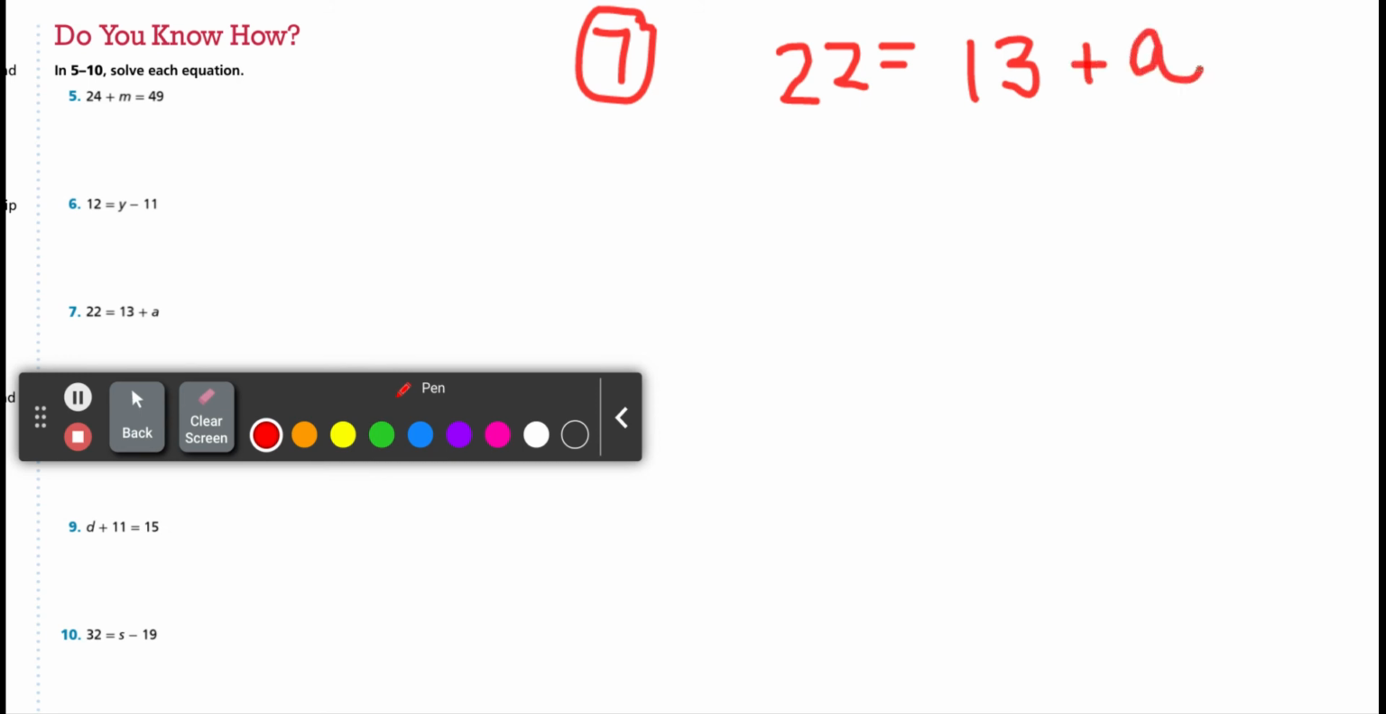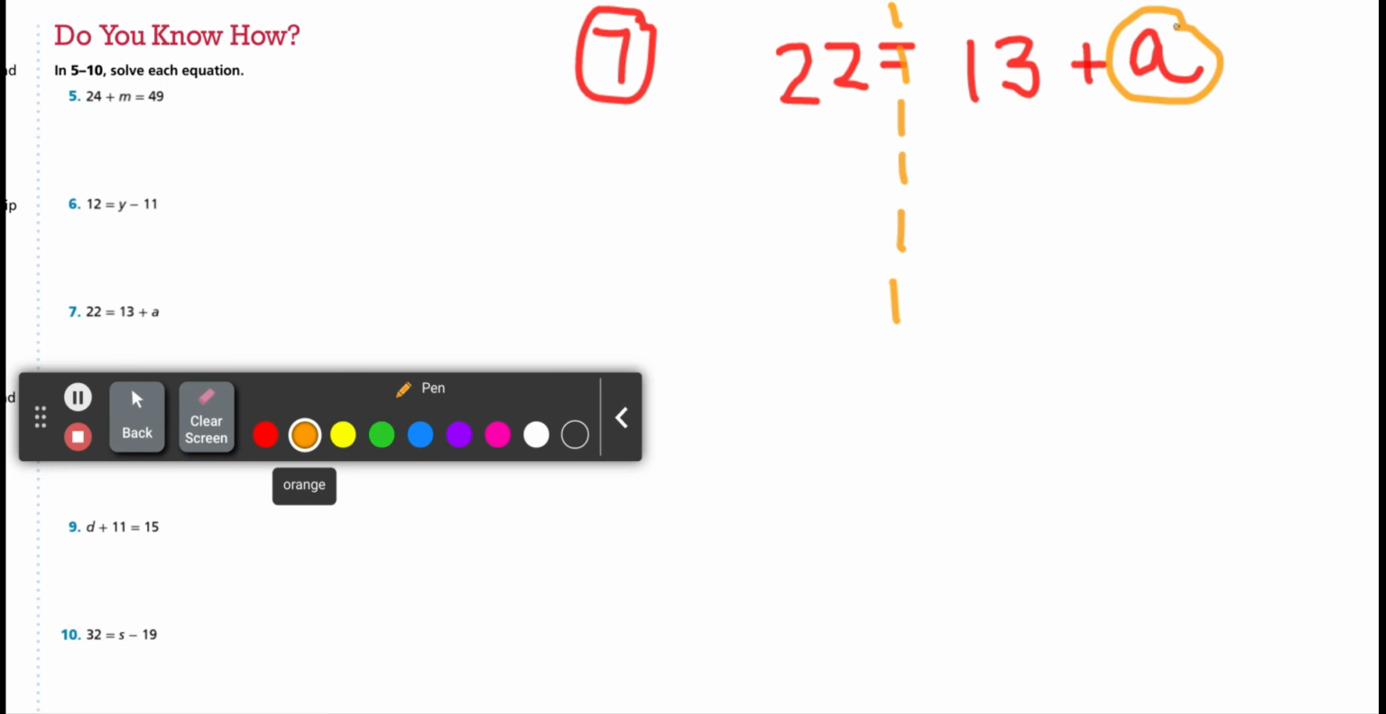Last question, let's try number 7. So for 7, we have 22 equals 13 plus a. So first step, draw a dotted line down the middle where the equal sign is. Second step, circle the variable, because our goal is to get that variable a alone.